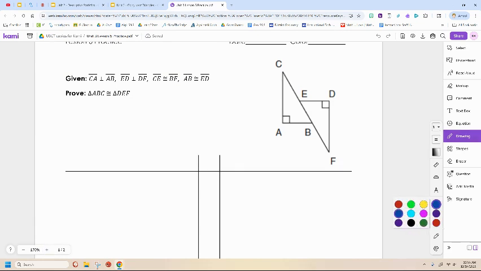So first of all, how many givens do we have? How many things do we have in the given? 1, 2, 3, 4. Okay. Does everybody agree there's 4? Okay. That means we have to mark 4 things.